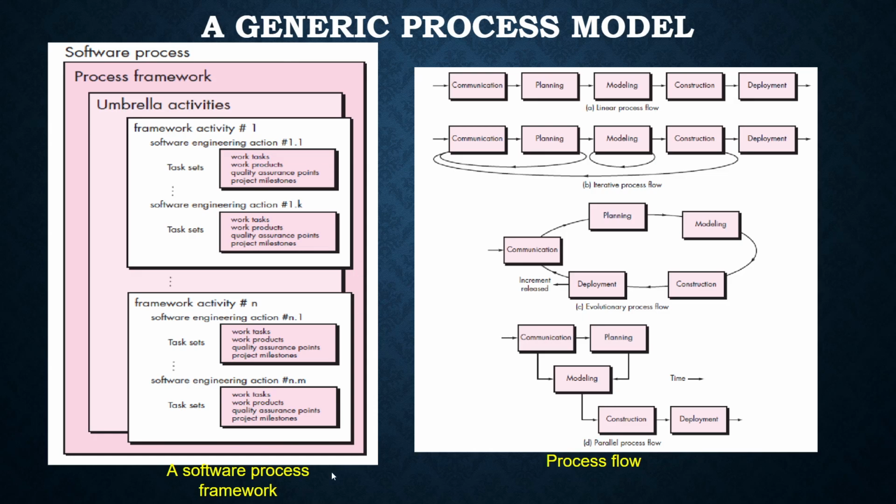Now we learn this small diagram of the software process framework. So some terms which you've been learning over these past few minutes: task, task set, work task, work product, quality assurance points, project milestones, action, activity, umbrella activity, process framework, and then comes software process. I think all these terms we've come across.